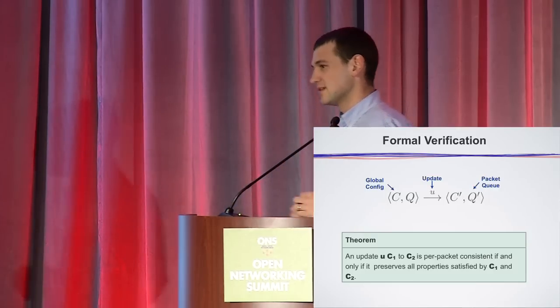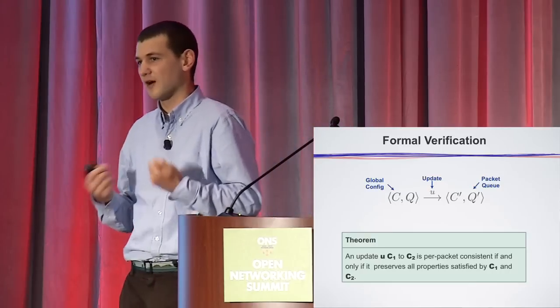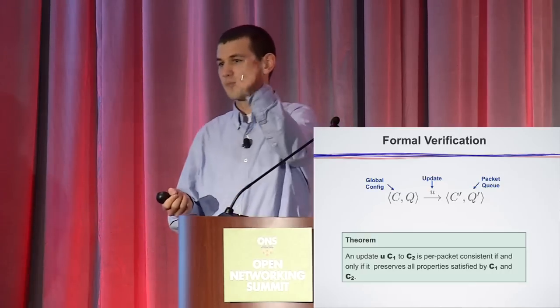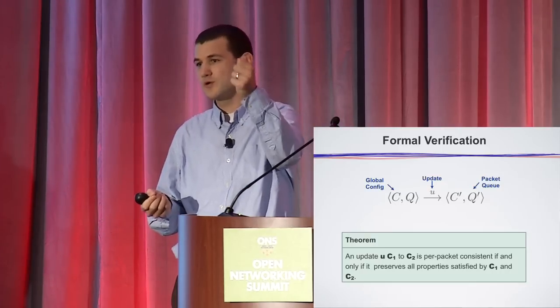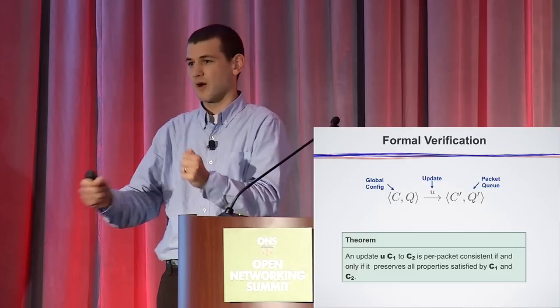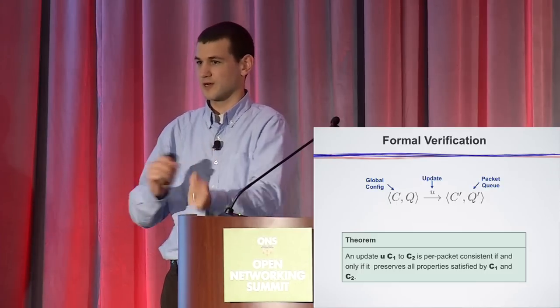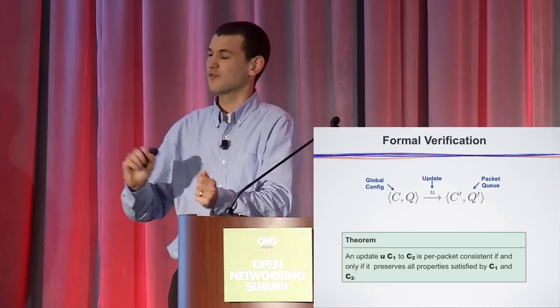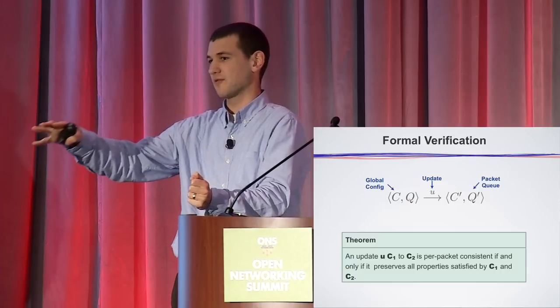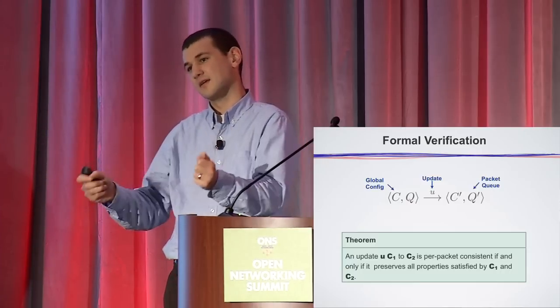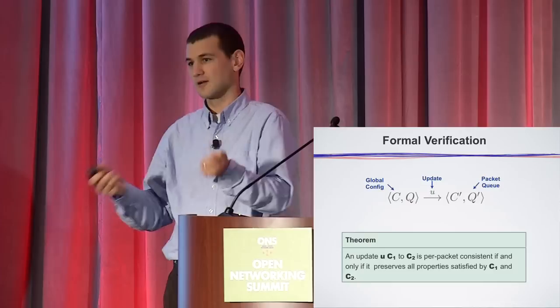So what this means is, if you want to check that some property is invariant across an update, and you know that you're using a per packet consistent mechanism, all you have to do is check that those properties hold in the two configurations independently. And you don't have to worry at all about all of the intermediate states you might reach during the update, because the per packet consistent update mechanism guarantees that they'll be preserved.